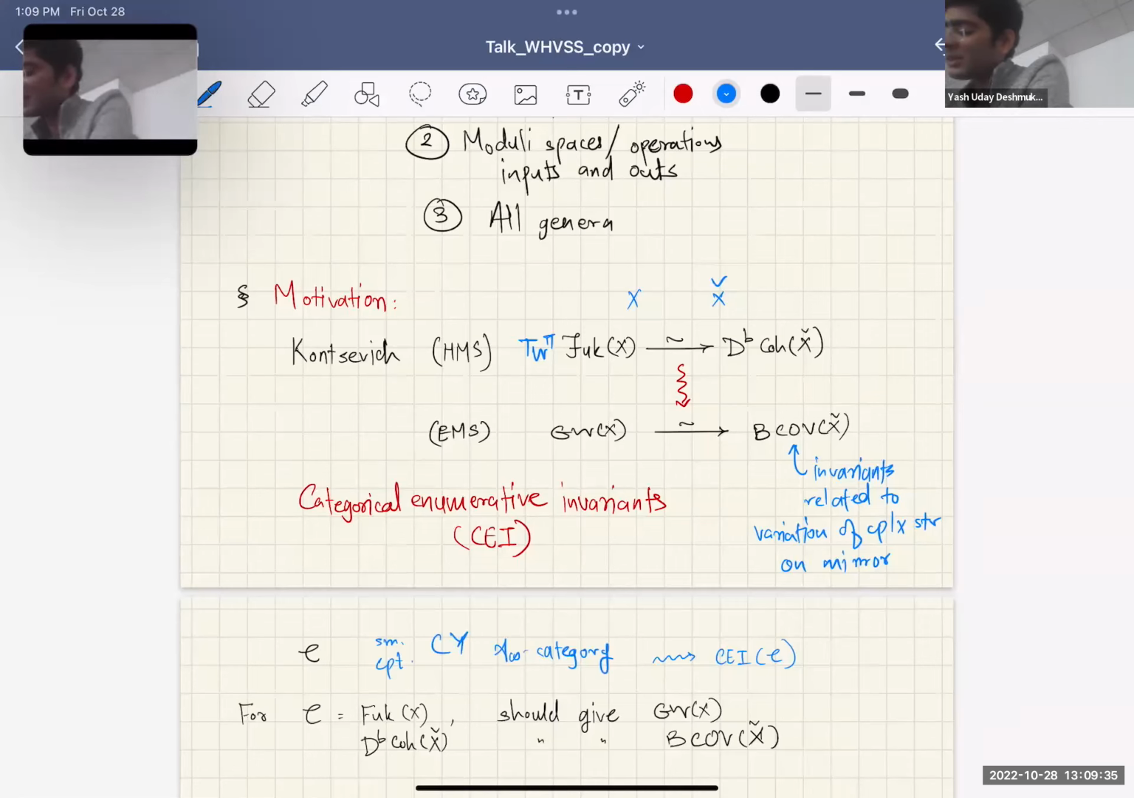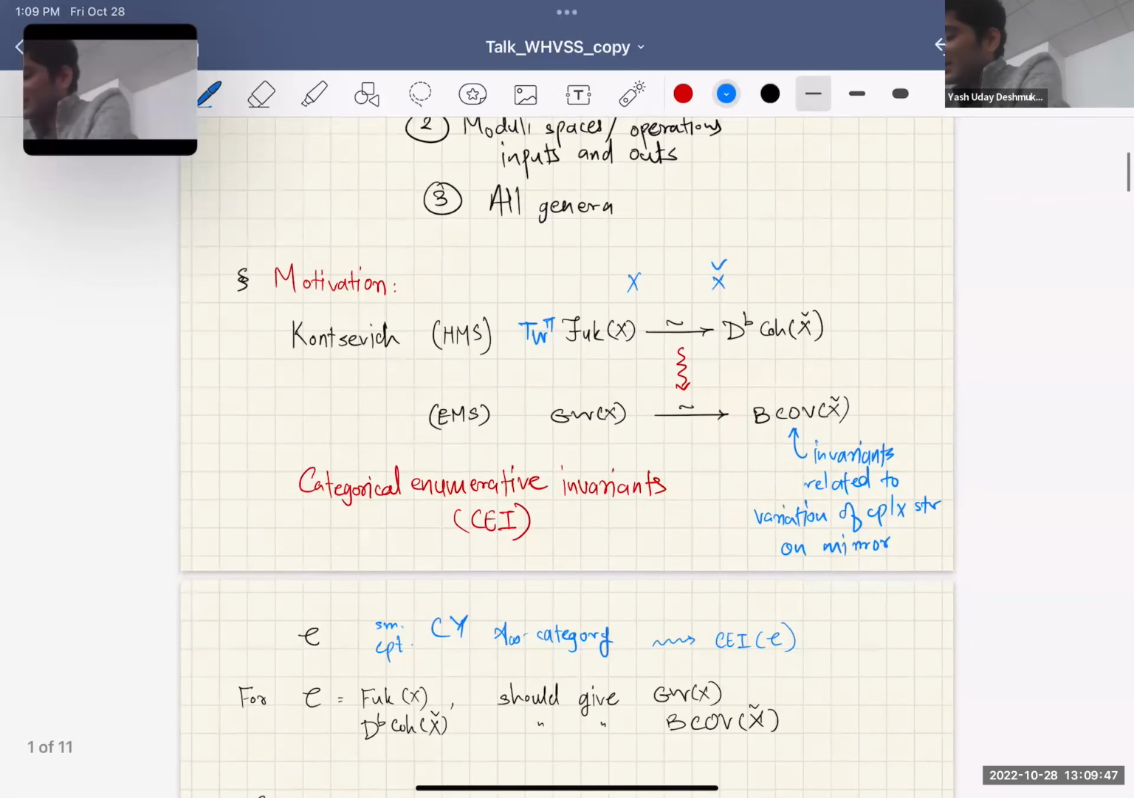And the idea is that you start with some category which has this property, some abstract category, and you assign to it something called categorical enumerative invariants of C. And this construction should be so that when you take C to be the Fukaya category of X, you should get back Gromov-Witten invariants. And when you take C to be coherent sheaves on X check, you should get the BCOV invariants, which are the mirror to Gromov-Witten invariants. So if we can carry out this construction of categorical invariants, then we can use homological mirror symmetry to deduce enumerative mirror symmetry.